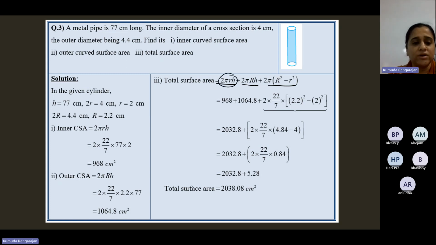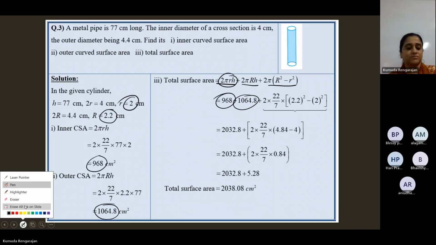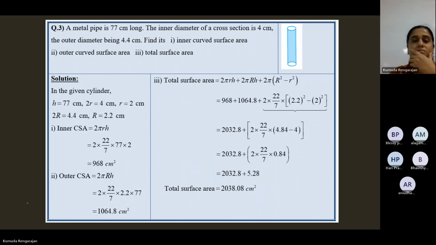This one we already found, 968. This one we already found, 1064.8. Now here we have to substitute 2 into 22 by 7 into (2.2 square minus 2 square). Then this calculation. All right.